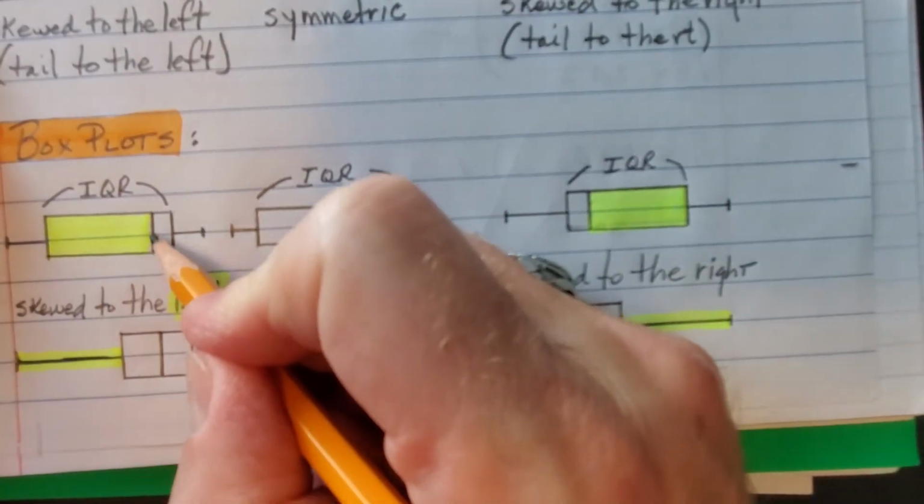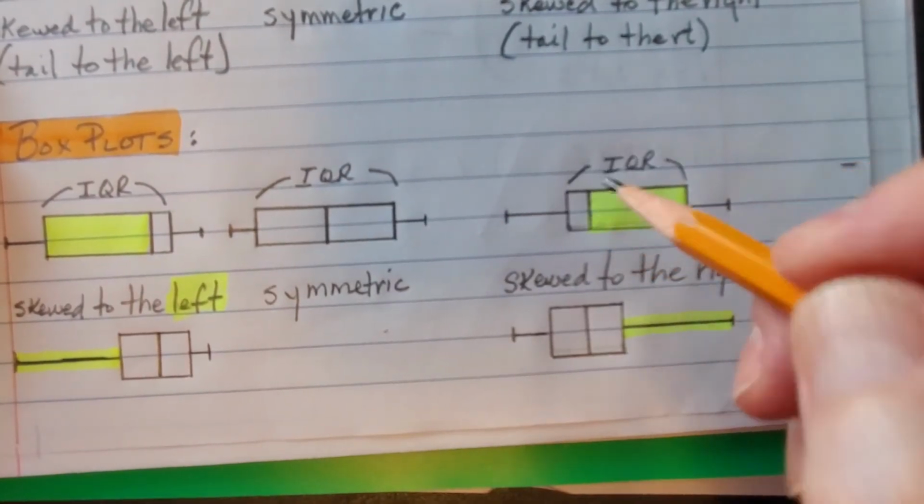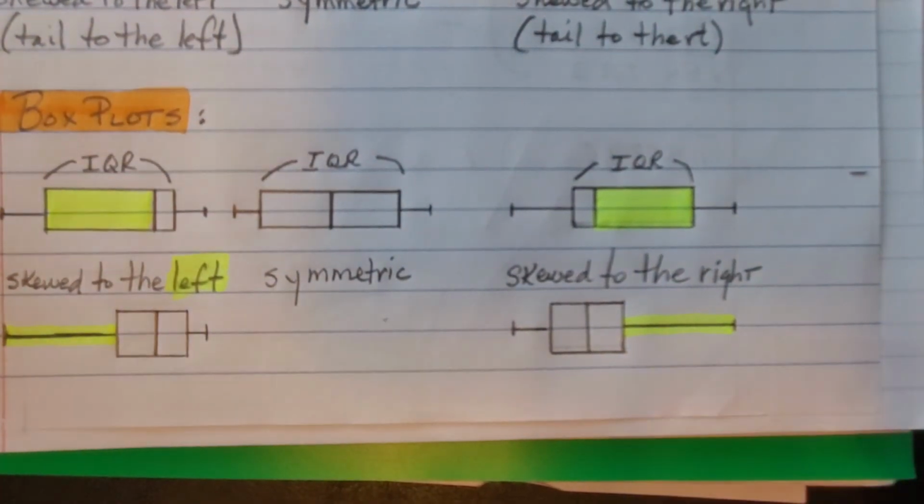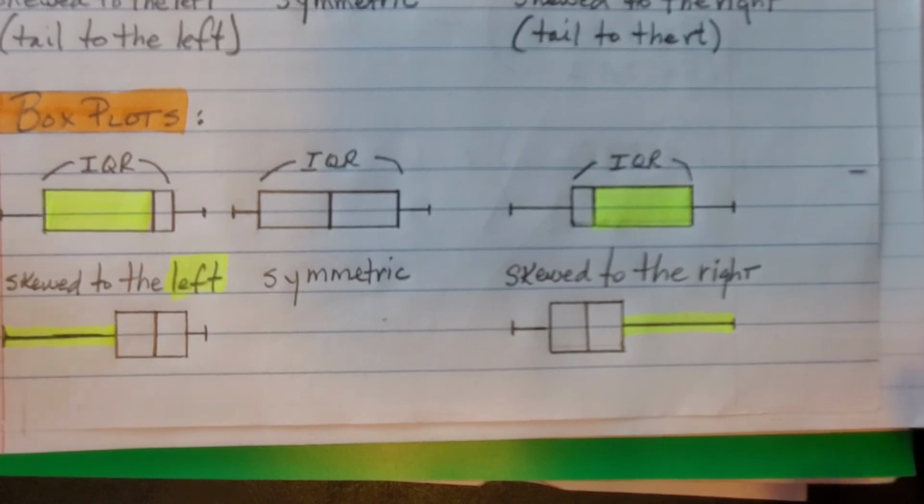So remember, this is the median, the middle. So that's how the skews work, okay? And that's how you explain different boxes or different data, okay?